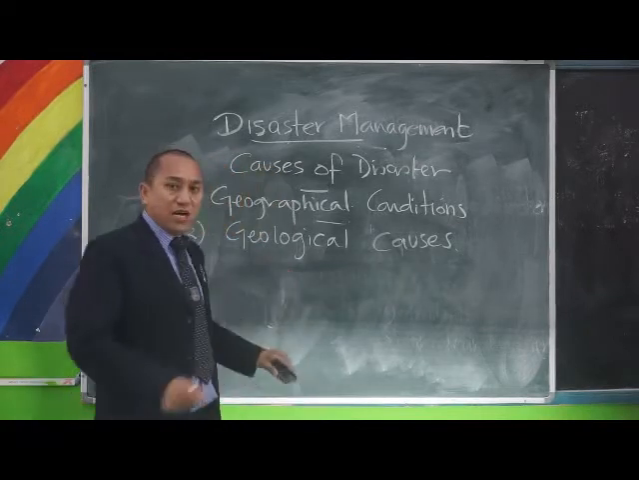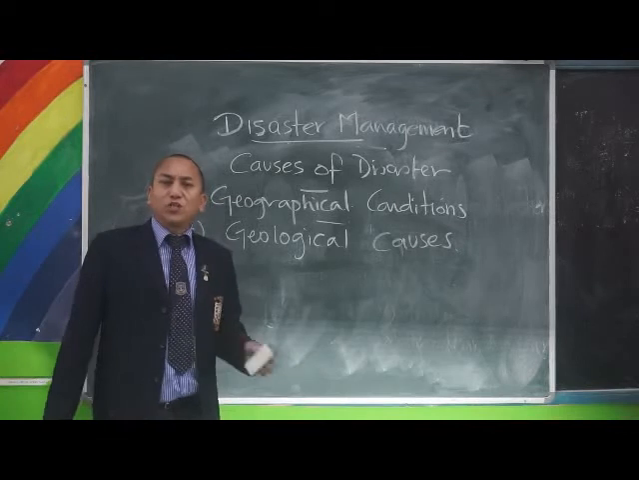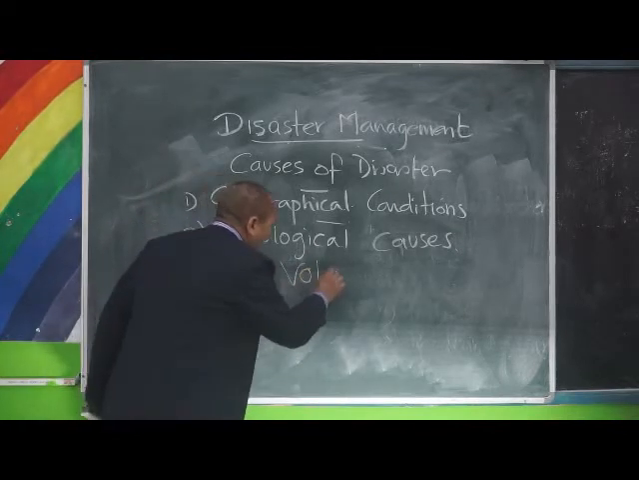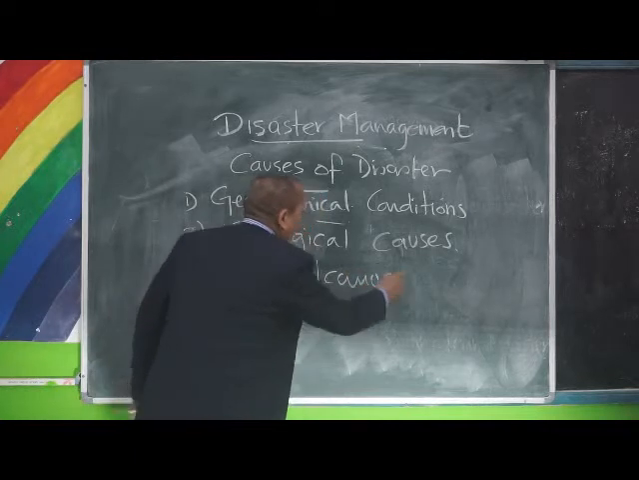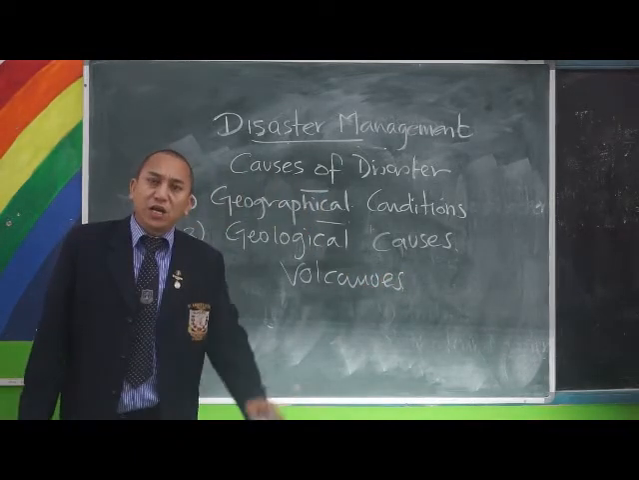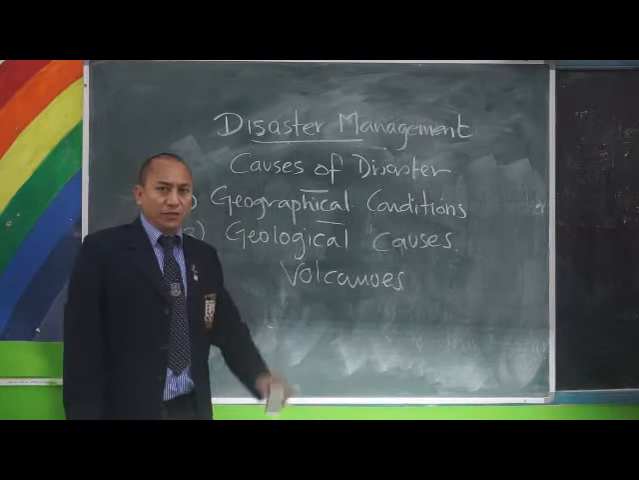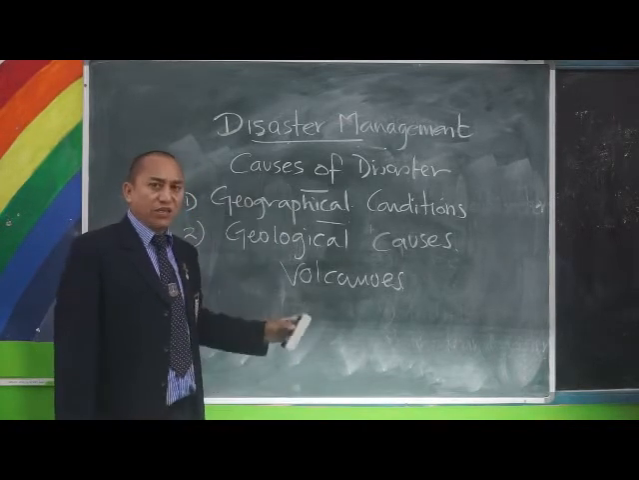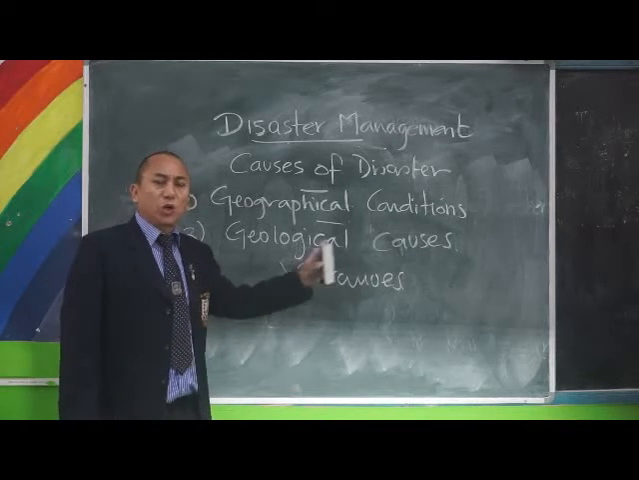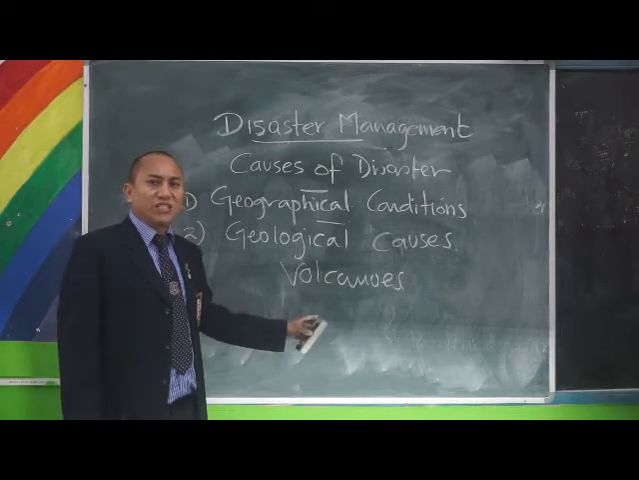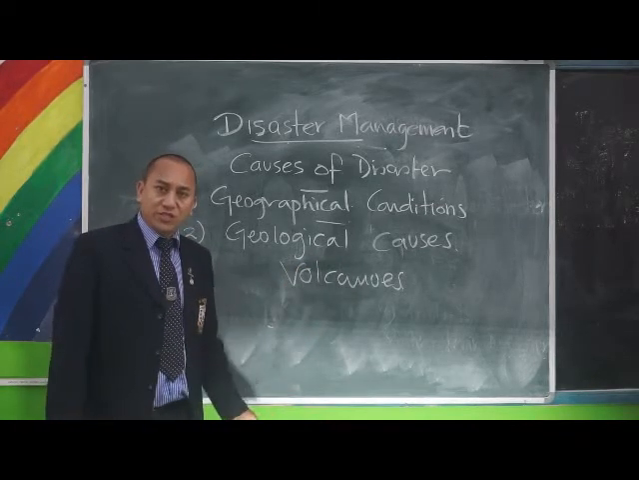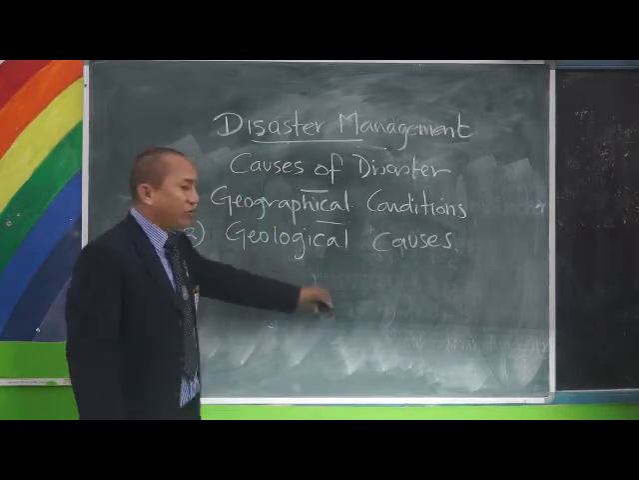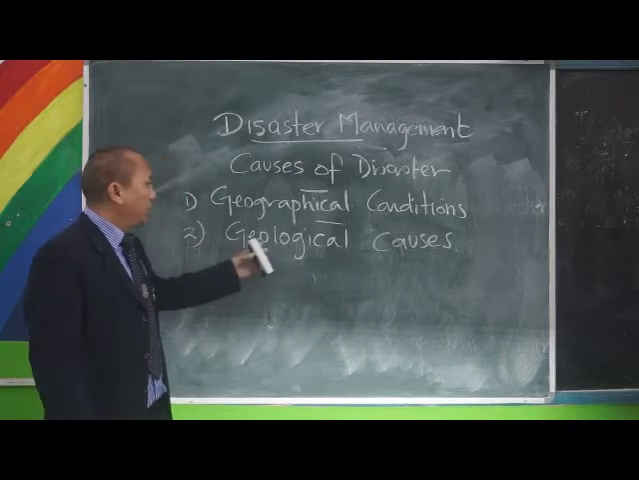Then if you go one more down, we have volcanic eruptions. Volcanoes or volcanic eruptions are also another factor which creates disaster. A geological cause which creates disaster. Volcanic eruptions. So these are the 3 points we have here in the geological causes.